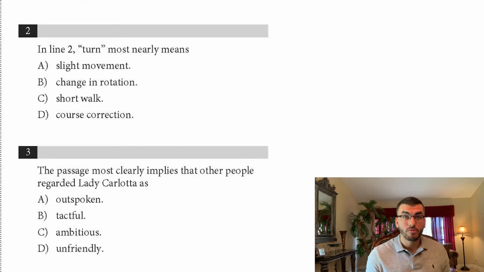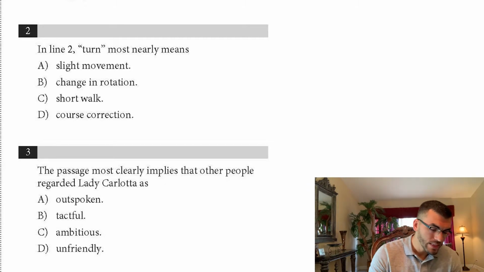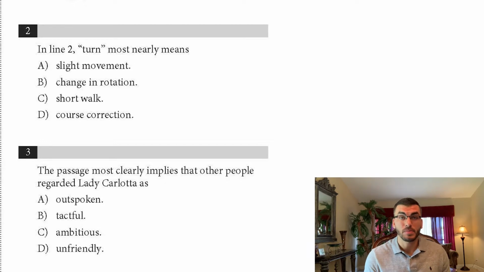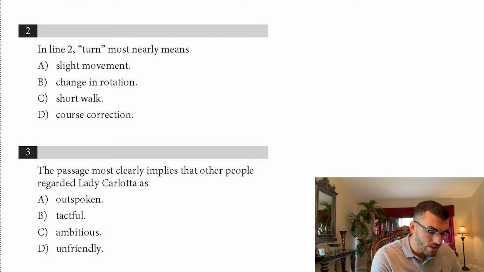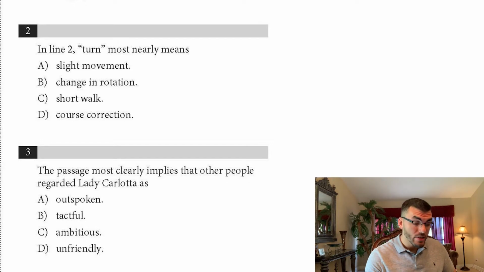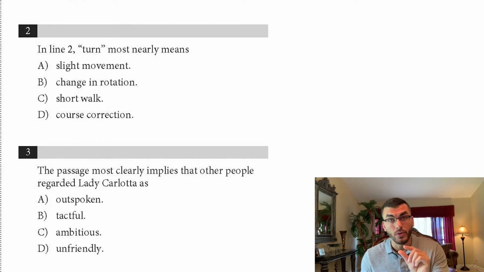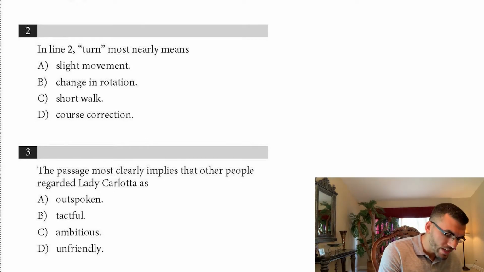I'm on practice test 3, section 1, question number 2 for my first example. The first thing that we want to do is identify if it's a specific question type. So let's read the question. In line 2, turn most nearly means. It's in line 2. What's the question that we ask ourselves, guys, to know if it's a specific question? I had just said it previously. What do we ask ourselves? Do we need to understand the entire passage to know what it says in line 2? No, we just need to understand the area around line 2. So we can safely say it's a specific question type.